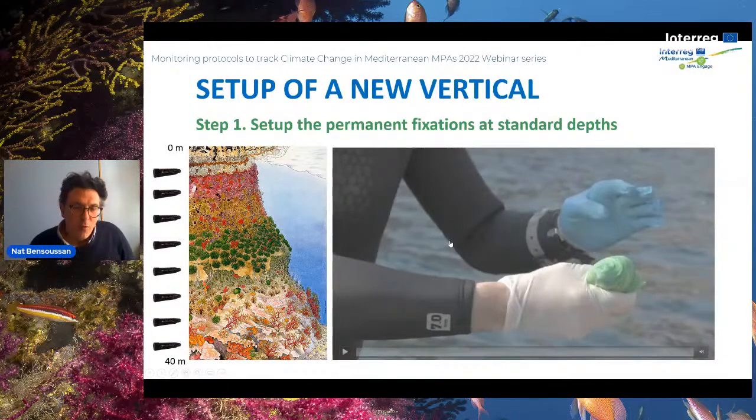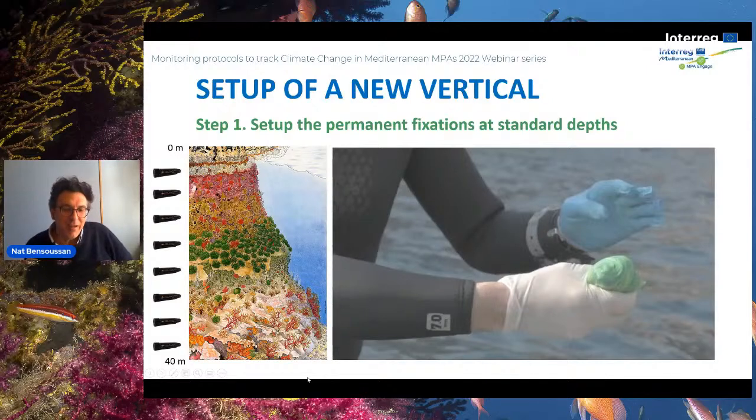Now we go to the field with the loggers programmed and labeled for each depth. The first step will be the setup of the permanent fixation at standard depths. We are here in Medes Islands, along the Catalan coast in northern Spain, and we see this artist view of the underwater seascape with the vertical zonation of different habitats and species. We are going to install data loggers every 5 meters from the near surface to 40 meter depth.